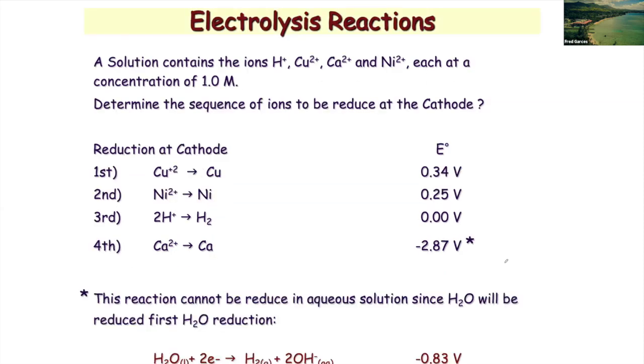In fact, if you have water in your electrolysis, the calcium will never get reduced because the water will go in there and be reduced first before the calcium. But basically, this is the sequence: the copper first, the nickel next, followed by hydrogen, and then the calcium if you don't have water. Otherwise, water will go in there and get reduced, and then you may not ever get to calcium.